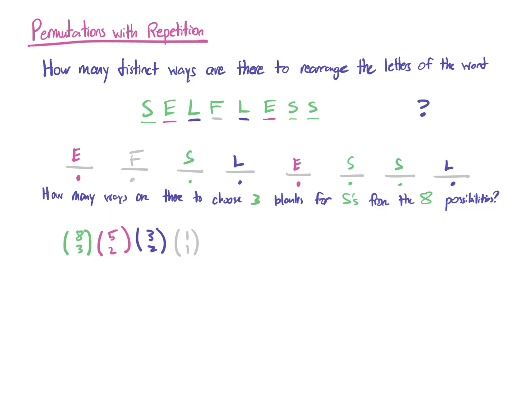If we needed to turn this into a number by evaluating all these binomial coefficients, we could. But this is my answer. I had 8 possible places to put my 3 S's. I had 5 possible places to put my 2 E's. I had 3 possible places to put my 2 L's. And I had 1 possible place to put my 1 F.